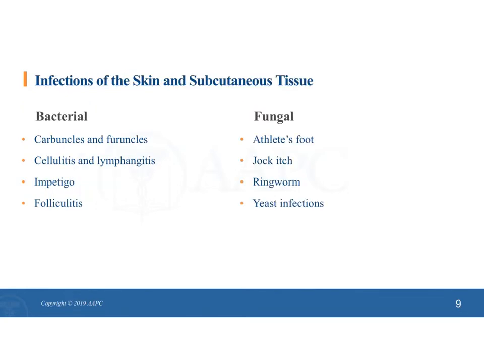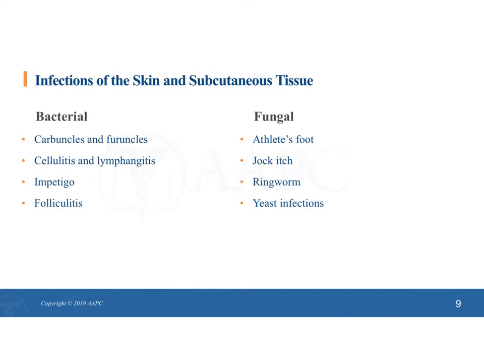On this slide, you have some bacterial and fungal infections of the skin and subcutaneous tissue. Bacterial, you have carbuncles and furuncles, and basically those are boils. So if you think of car is bigger than an animal's fur, right? So car is bigger, so that's a cluster of boils, whereas furuncles, those are individual boils. Carbuncles and furuncles, those are typically caused by staph infections. Although they can be found all over the body, they are typically found on the neck.